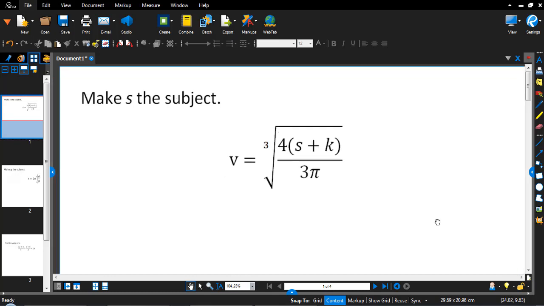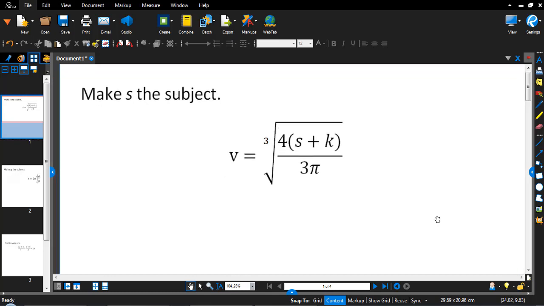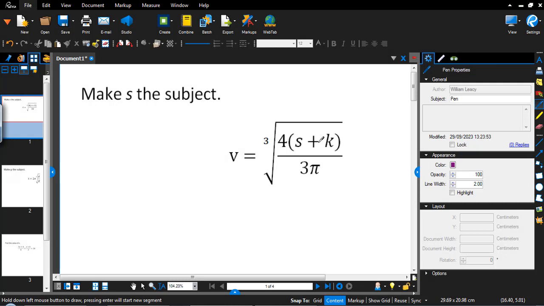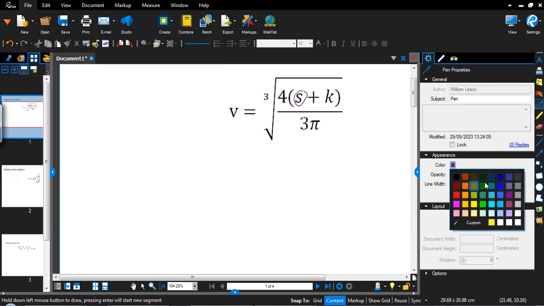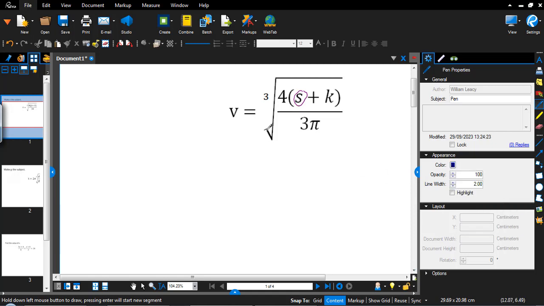So here we go. Make S the subject. The first thing you need to do is know what you're looking for. We're looking for this, S, which means we don't want plus k, we don't want 4, we don't want 3 pi, and we don't want the cubed root. We want all of that over on the other side. So the way you do this is kind of like reverse BODMAS, BIDMAS, whatever.